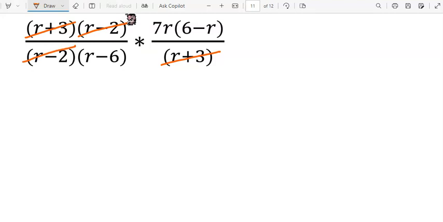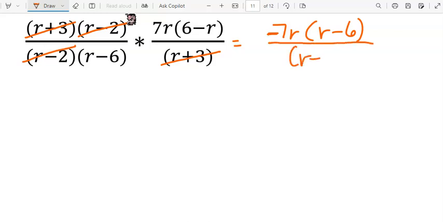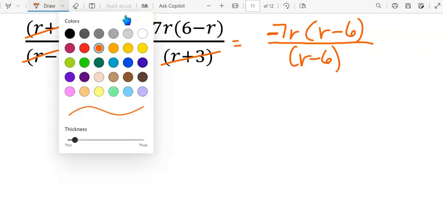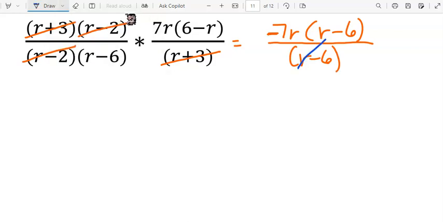And then let's see if we can rewrite this to make it look more like r minus 6. So if we factor out a negative, we could have r minus 6. We change the signs of each and put the negative on the outside. Now those r minus 6's also cancel out. So your simplified expression is negative 7r.